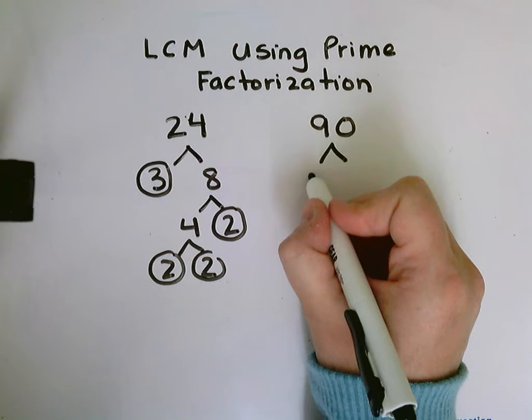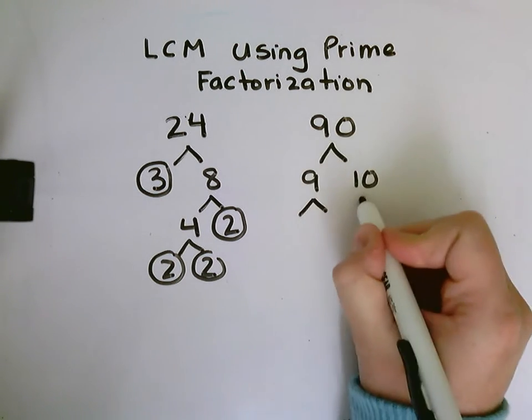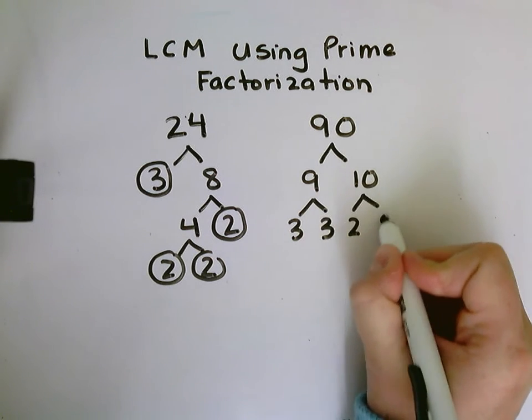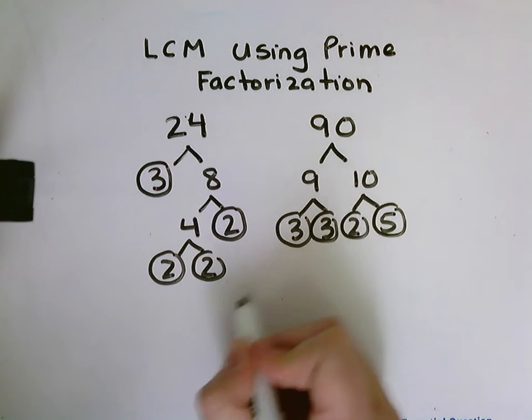For 90, let's do 9 times 10. Neither of these are prime. 3 times 3 is 9. 2 times 5 is 10. All of these numbers are prime. I'm going to circle all of those. And now I'm going to make my little chart.